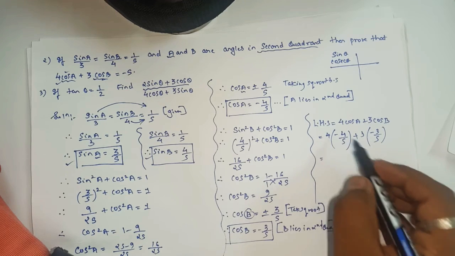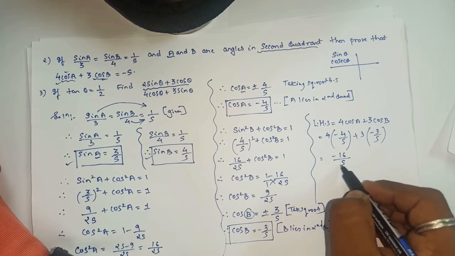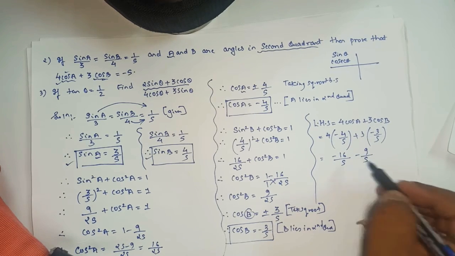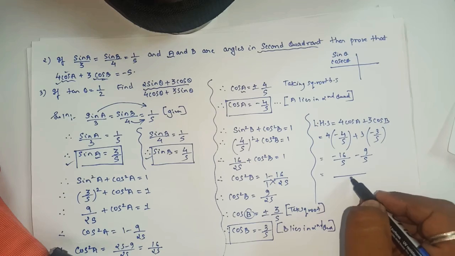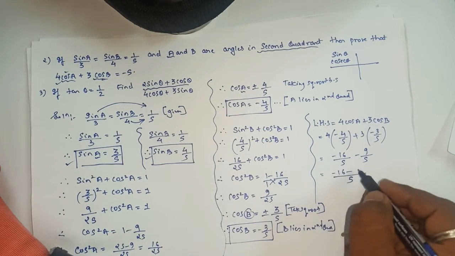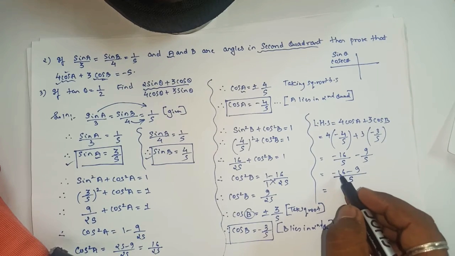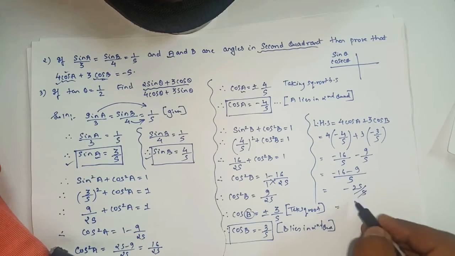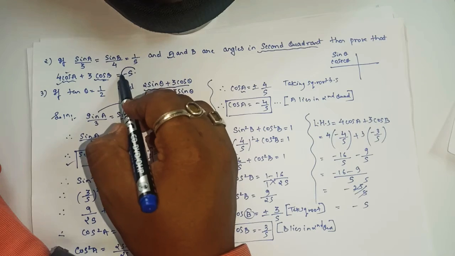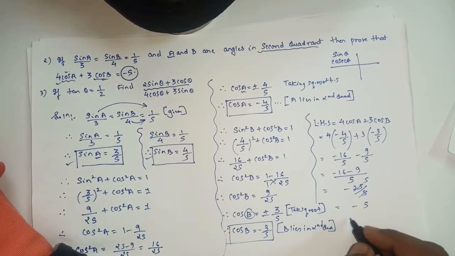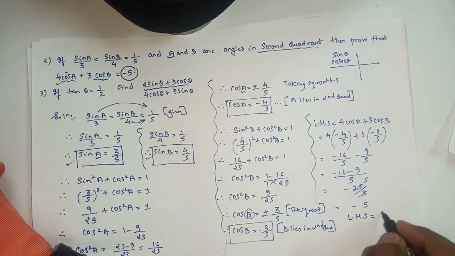So here this will be 4 times minus 4, it will be minus 16 upon 5, plus minus 3 times 3 is 9 upon 5. So can I say the denominator is the same, so we can write it one time. Here in the numerator we have minus 16 and minus 9. So we know that minus 16 minus 9 will become minus 25 upon 5. So 5 ones are 5, 5 fives are 25, so here we got minus 5. So that was the answer which we have to prove, that the left hand side is equal to minus 5. Hence it is proved that the left hand side is equal to the right hand side.